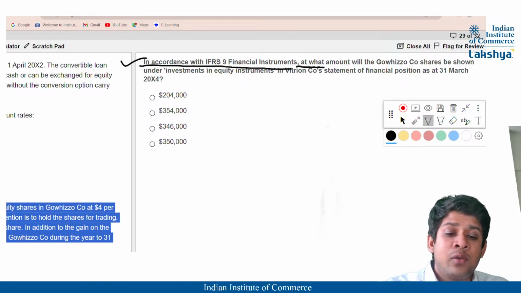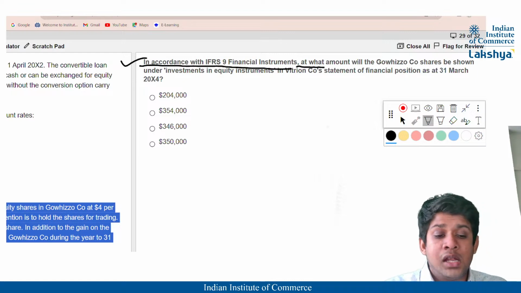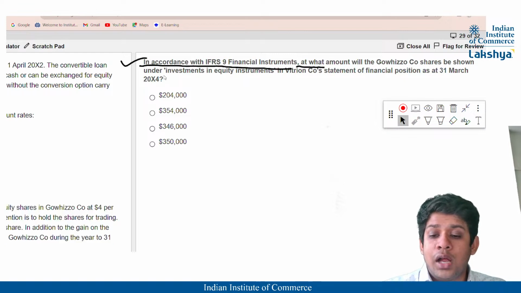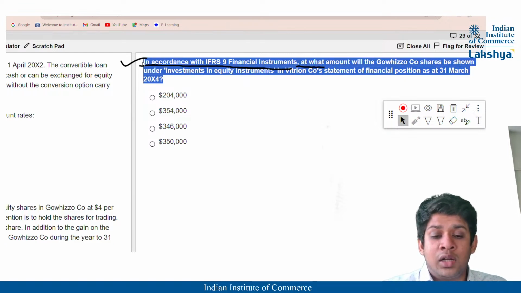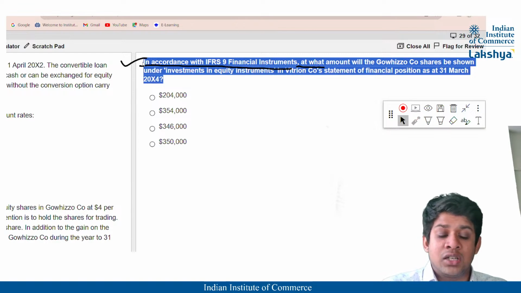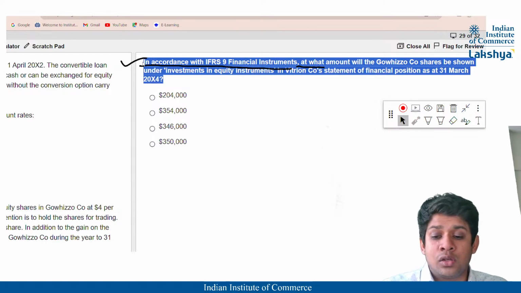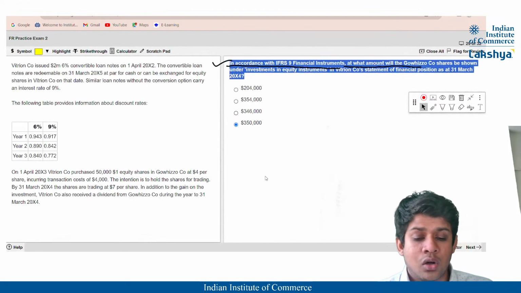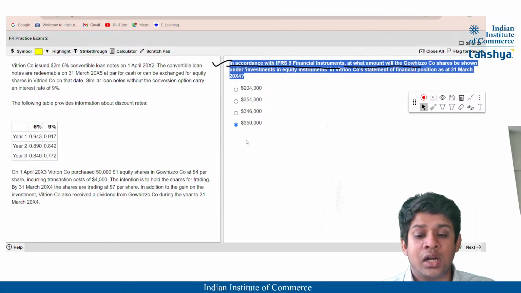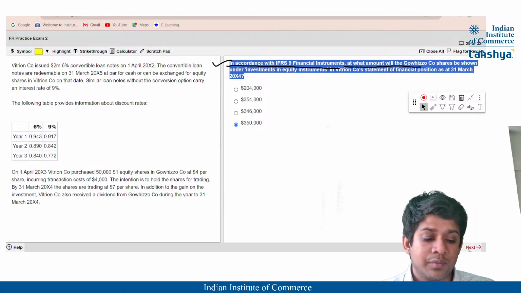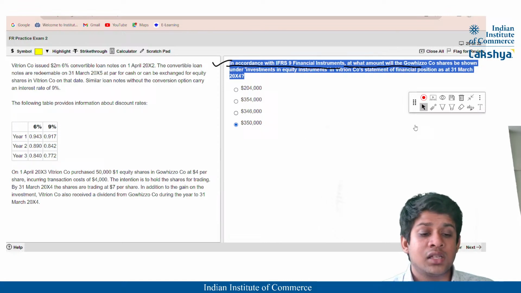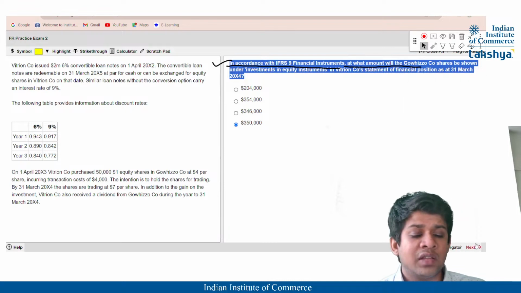At what amount will Goziho company shares be shown under investments in equity instruments in Withdrawn company's statement of financial position as at 31st March 2014? So obviously it will be shown at $3,50,000. I hope the sum is clear to you all, because at the year end it was valued at $3,50,000. If it may be doubtful, maybe we'll look at the solution again if the answer goes wrong. Even if the answer goes right, well and good, we will look at it once.